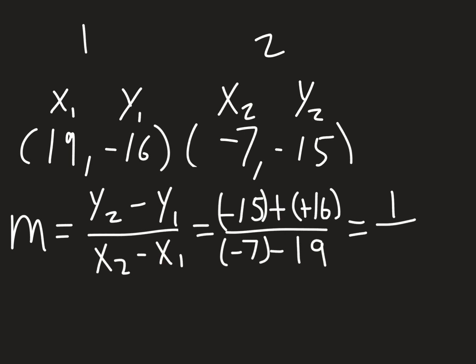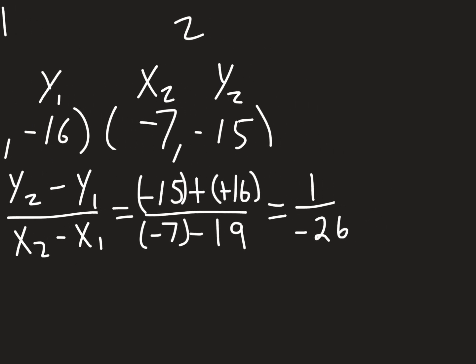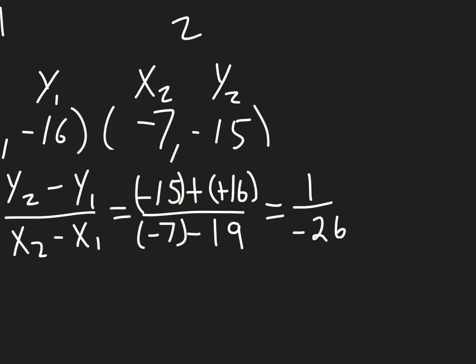Like I said, we're going to do this multiple ways, and the second way is easier, okay? Now, what's on the denominator? What's negative 7 minus 19? Think, you owe money and you borrow more. 26. So negative 26. So the slope for this function is 1 over negative 26.